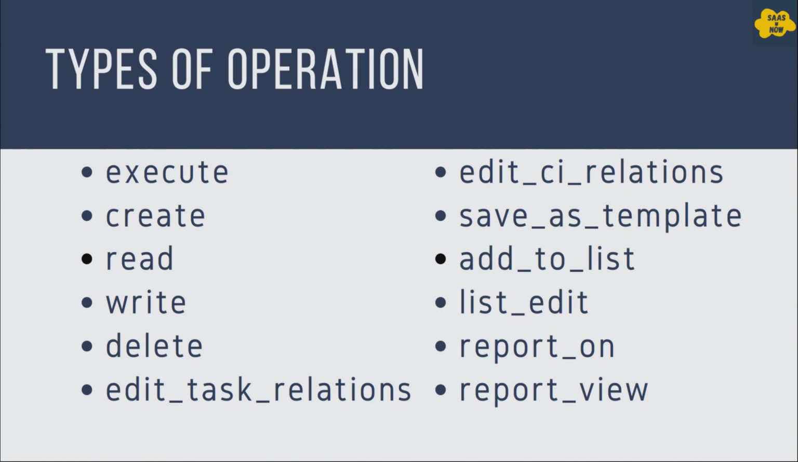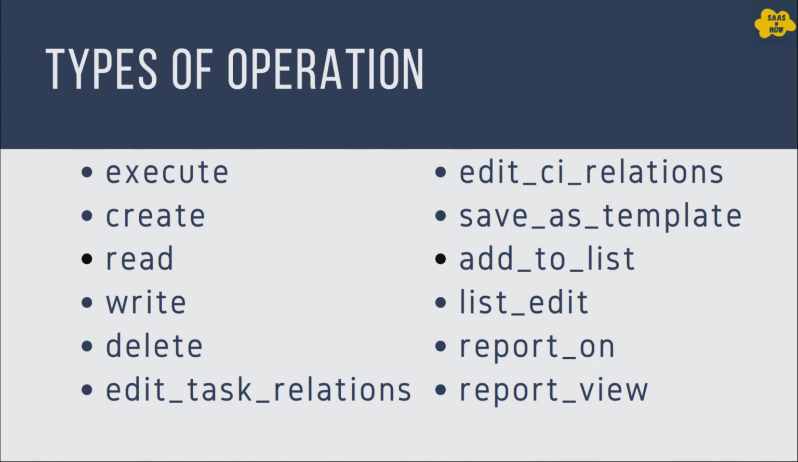Let's see the different types of operations which are available in ACL, which you can select while creating a new ACL. The first one is execute. If you select execute as the operation, then the user cannot execute any script on a record or UI page. Next is create. If you want to restrict users from creating new records in a table and they should not see the new button on the list view of the table, then you can select the create operation.